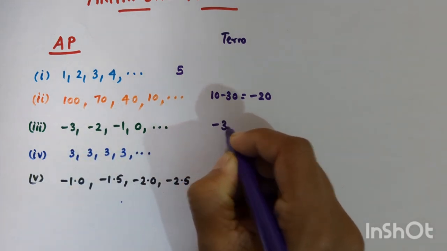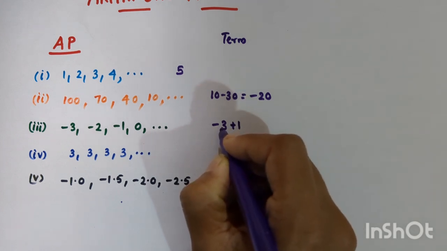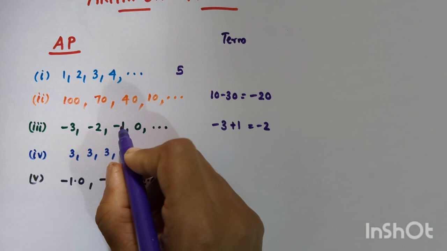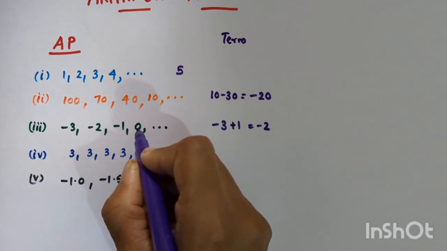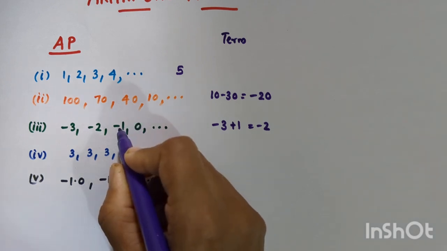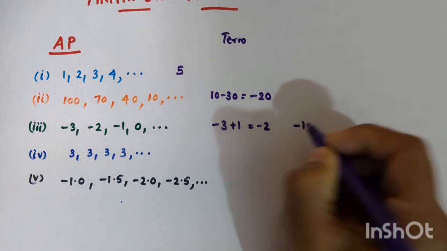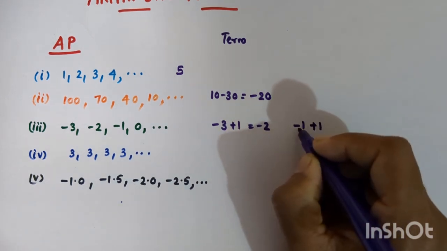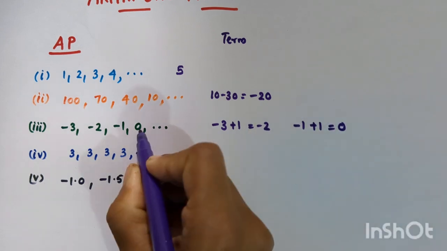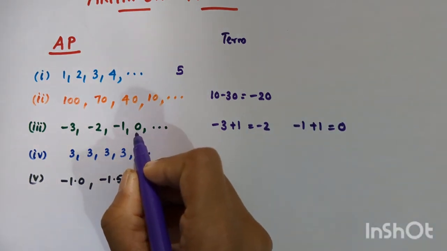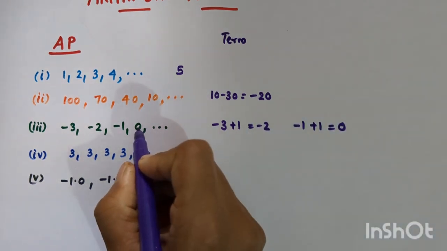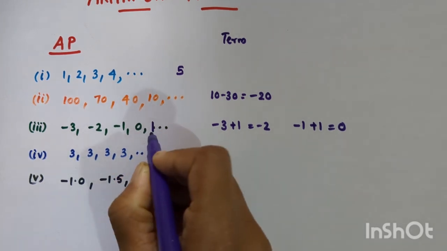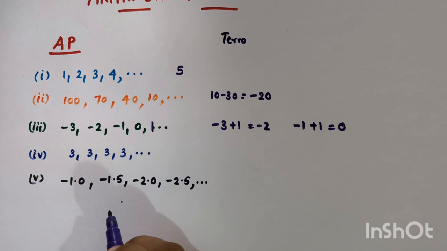So, when you add plus 1 to minus 3, you will get minus 2. Similarly, if you consider this term 0, its preceding term is minus 1. So, adding 1 to the preceding term, that is adding 1 to minus 1, will give you 0. So what about the fifth term? Fourth term is 0. So 0 plus 1 is 1. So 1 will be the fifth term.